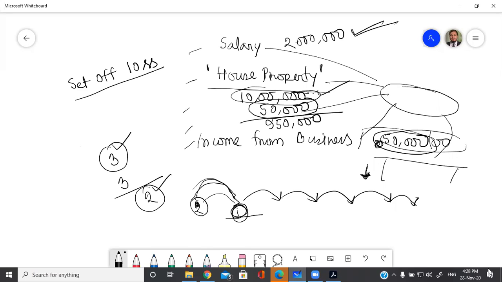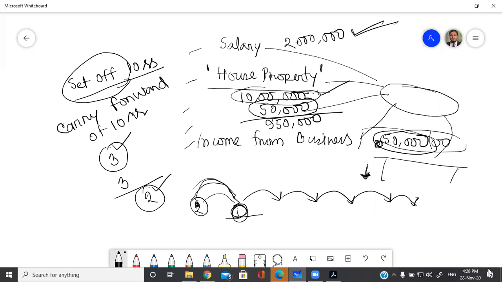Okay. So there are some conditions on how set off is applicable. What is the term I just mentioned? Carry forward of loss. So there are some rules and regulations on how you can set off loss and how you can carry forward loss. You can follow from chapter 12 of our ICAB text.